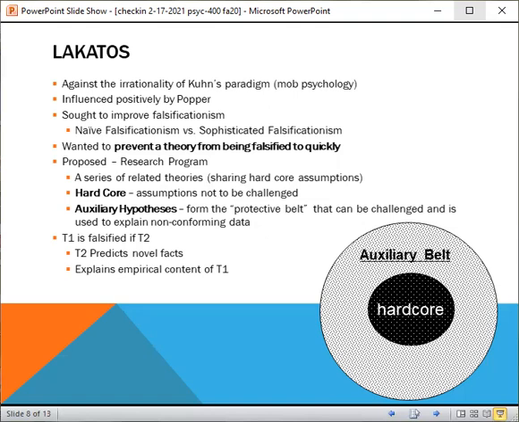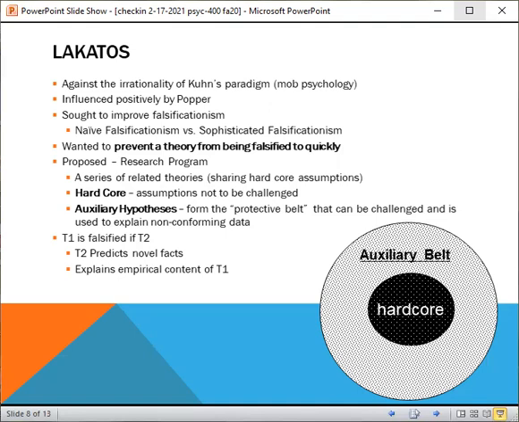And how he accomplished this task is he proposed the existence of what he referred to as a research program. What he saw a program as was a series of related theories sharing hardcore assumptions. The hardcore assumptions are the assumptions that we take as the rule, as sacrosanct. We don't change them. That's just the way things are. They're hardcore assumptions, and they are not to be challenged.